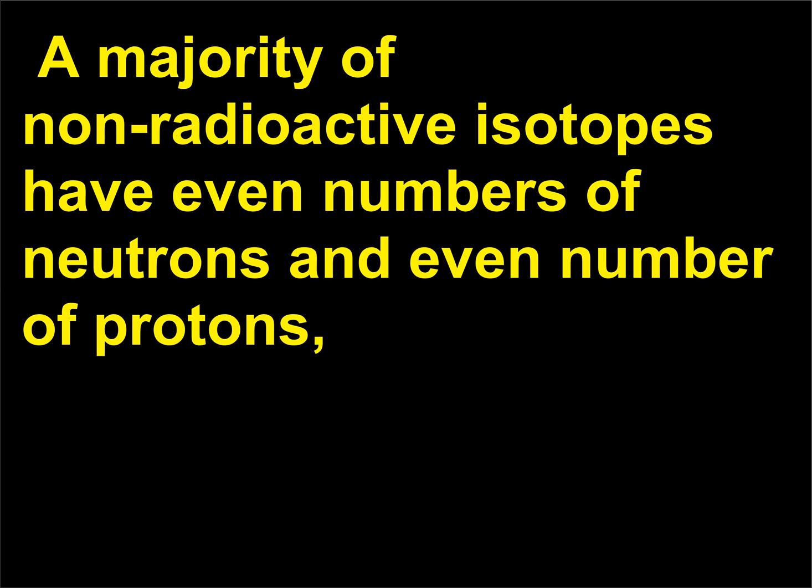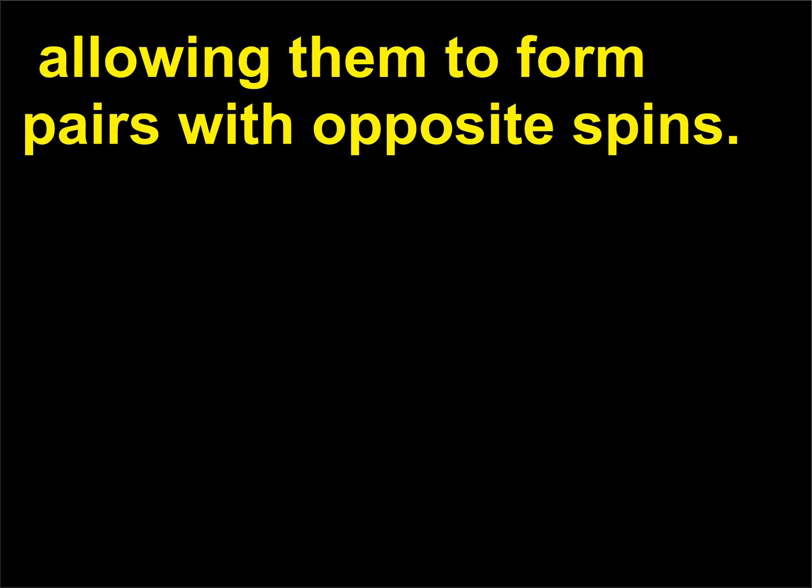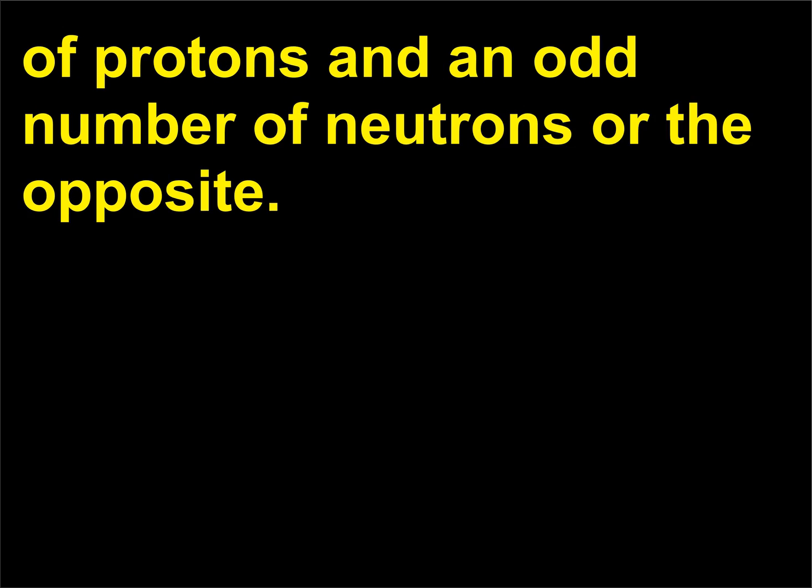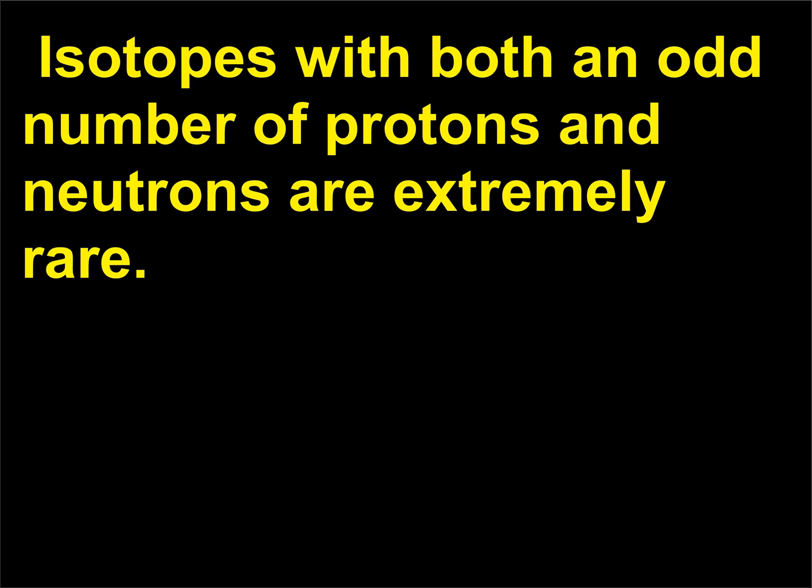A majority of non-radioactive isotopes have an even number of neutrons and an even number of protons, allowing them to form pairs with opposite spins. Most of the other isotopes have either an even number of protons and an odd number of neutrons or the opposite. Isotopes with both an odd number of protons and neutrons are extremely rare.